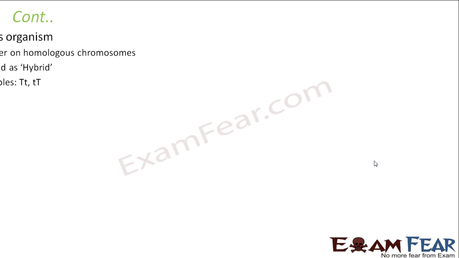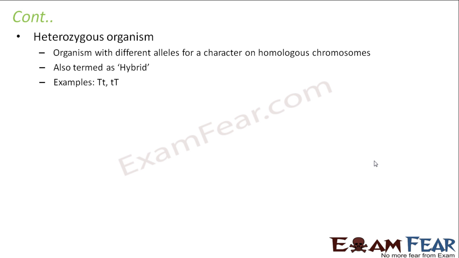Let us now look at heterozygous organisms. Now I am sure you know by now what is heterozygous. It is an organism with different alleles for a character on homologous chromosomes, because only for homologous chromosomes both the chromosomes will correspond to the same character, right? So here what is that character which we are talking about? In case of these plants, we are talking about the height. So whether it is tall or dwarf, it is talking about the height of the plant.